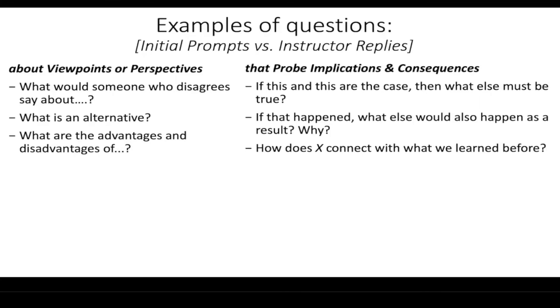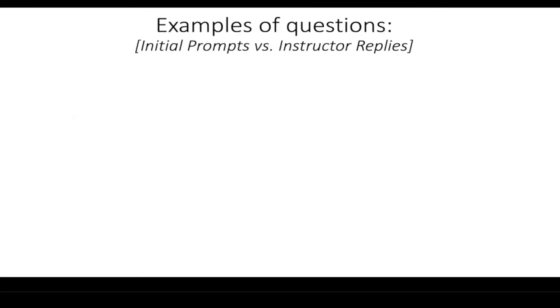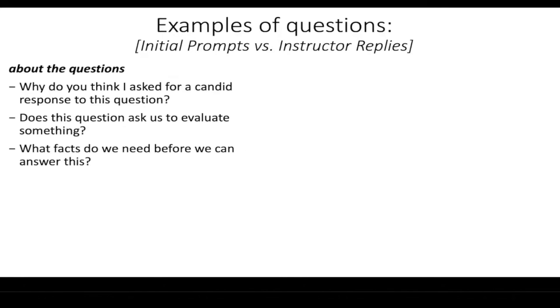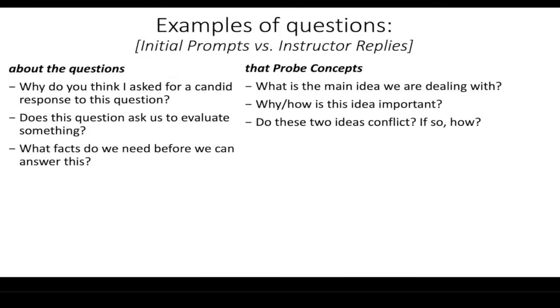Probing implications and consequences: If this and that are the case, then what else must be true? If that happened, what else would also have to happen as a result, and why? Or how does X connect with what we've learned before? Questions about the question: What do you think? What do you think of when I asked for a candid response to this question? Does this ask us to evaluate something? And what facts do we need before we can answer this?